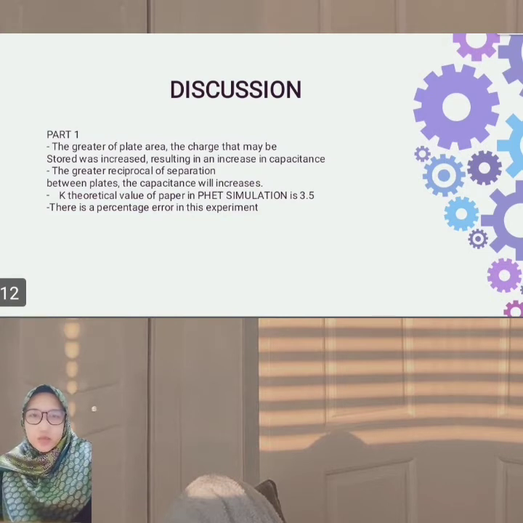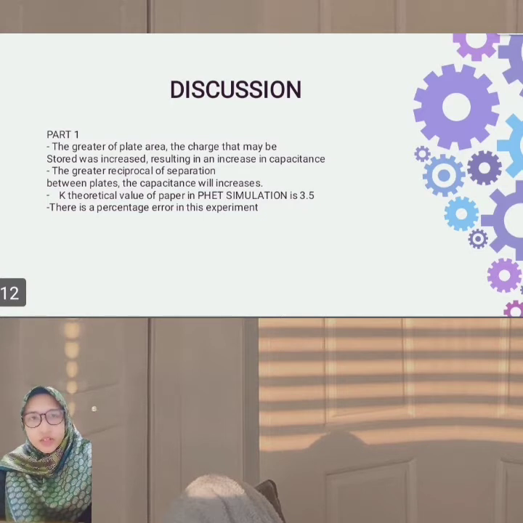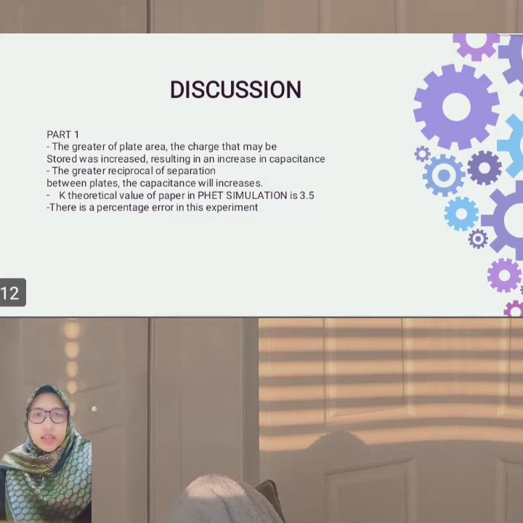Okay, next we move to the discussion of part 1. We found that as the plate area increases, the charge that may be stored in it increases and the capacitance will increase too. Second, as the reciprocal of the separation between plates increases, the capacitance will increase too. In this experiment, we noticed that the theoretical value of the dielectric constant for paper in the PhET simulation is stated as 3.5.